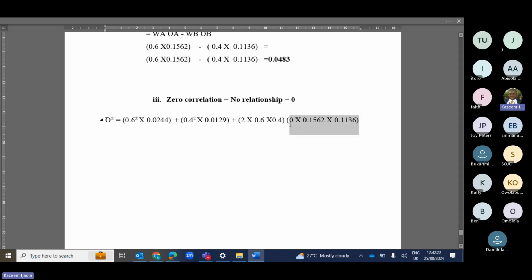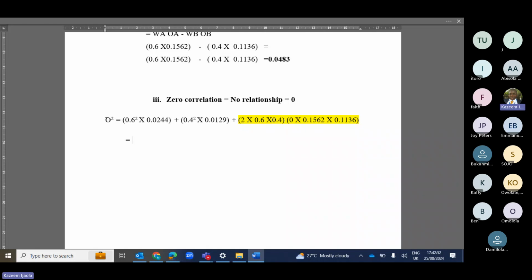So you automatically know that if you change your RAB to 0, everything here will be 0. Even everything up to this point will be 0, because you keep multiplying it by 0. So your answer will just be limited to this: 0.6 raised to power 2 multiplied by 0.0244, plus 0.4 raised to power 2 multiplied by 0.0129.